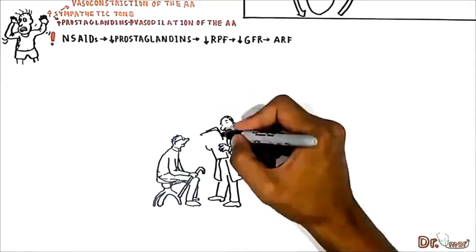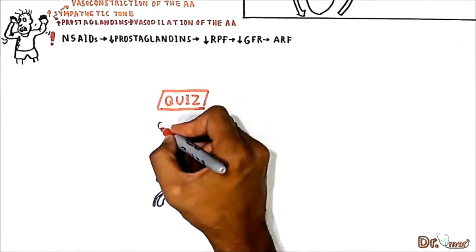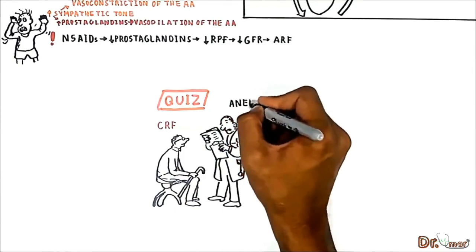And final question, please explain the reason for the occurrence of anemia in a patient with chronic renal failure.